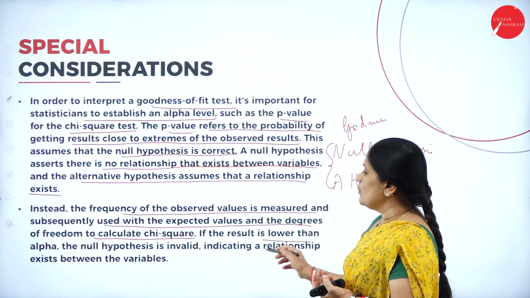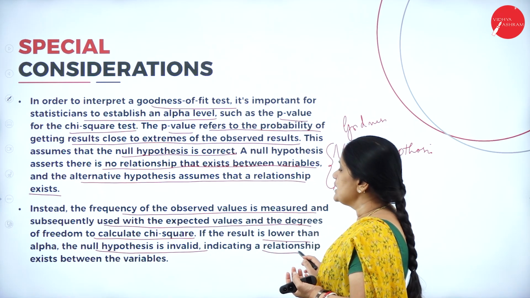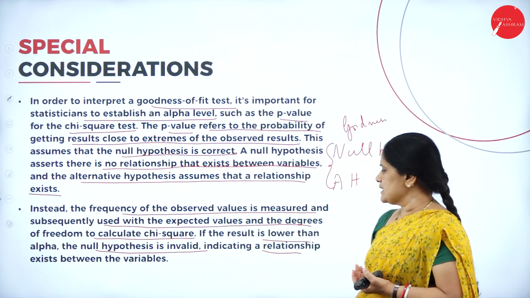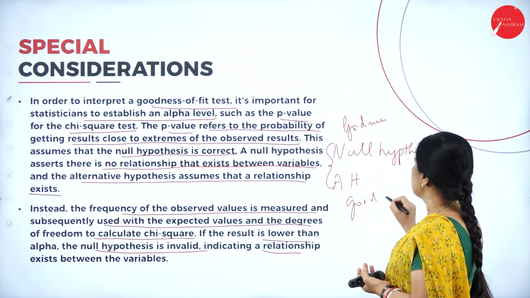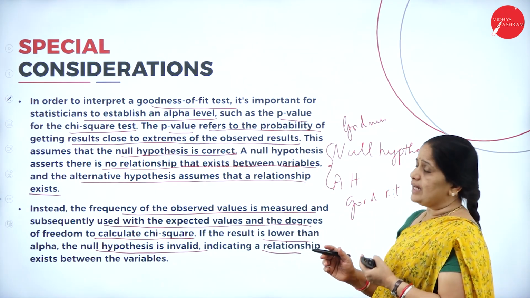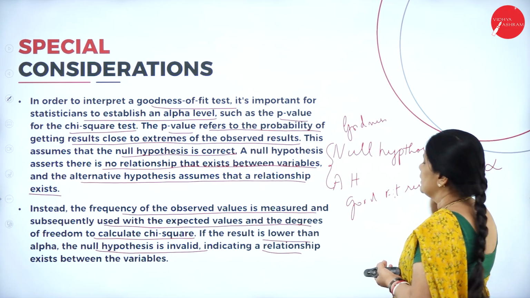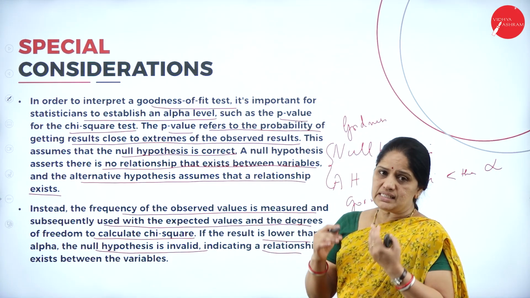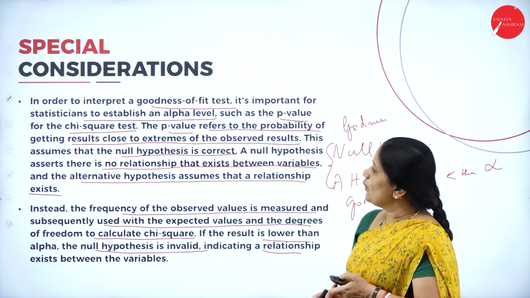If the result is lower than alpha, then the null hypothesis is invalid, indicating a relationship between the two variables. So, the result of the goodness of fit test, if it is lower than alpha, and that alpha is the p-value, then the null hypothesis is invalid. So, we can say that the null hypothesis is not correct. Then we can say that there exists a relationship between the variables.